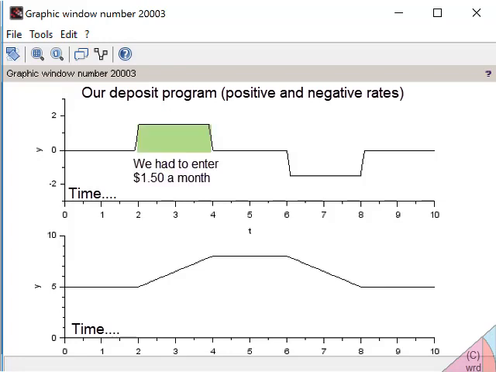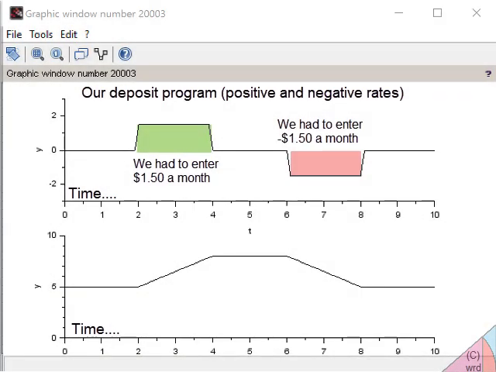Starting at the beginning of month 2 and ending at the end of month 3, we told Signal Builder to push money into the account at a rate of $1.50 a month for 2 months. Likewise for the equal and opposite withdrawal action. Withdrawals started at the beginning of month 6 and ended at the end of month 7.